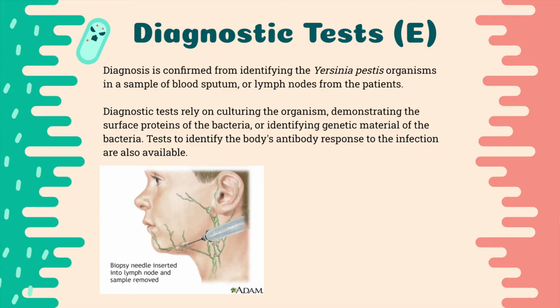These are the diagnostic tests. Diagnosis is confirmed from identifying the Yersinia pestis organisms in a sample of blood, sputum, or lymph nodes from the patients. Diagnostic tests rely on culturing the organism, demonstrating the surface proteins of the bacteria, or identifying genetic material of the bacteria. Tests to identify the body's antibody response to the infection are also available.